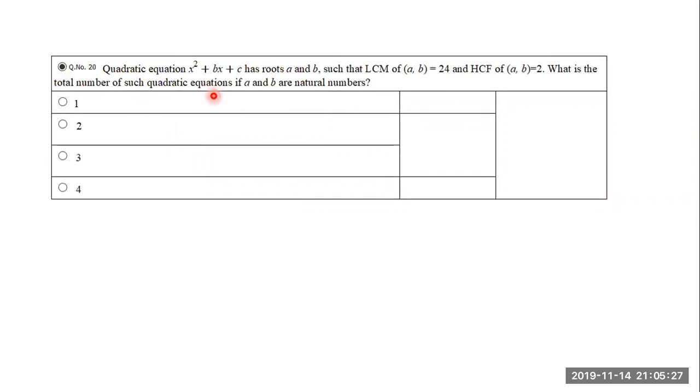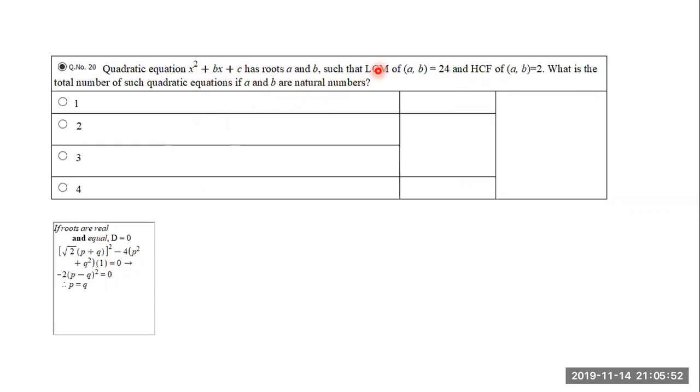Quadratic equation. I don't know how this question came. No, the question is different. I'm sorry, the question should be different.